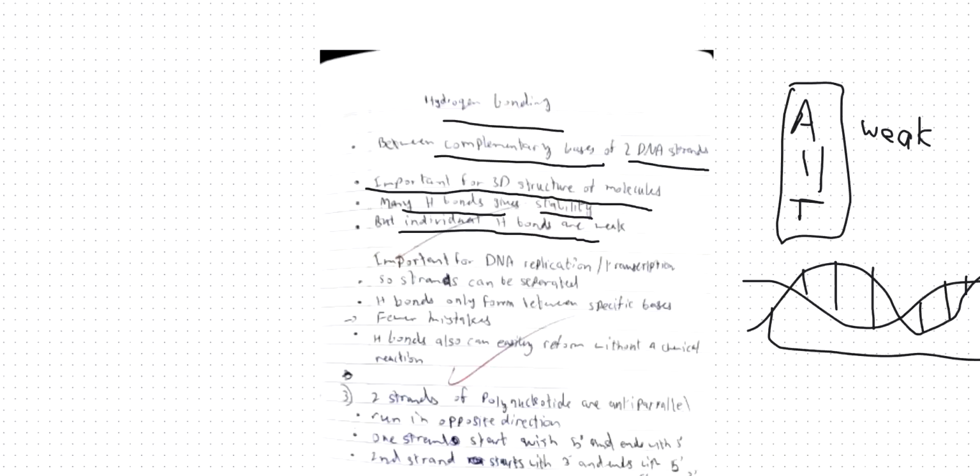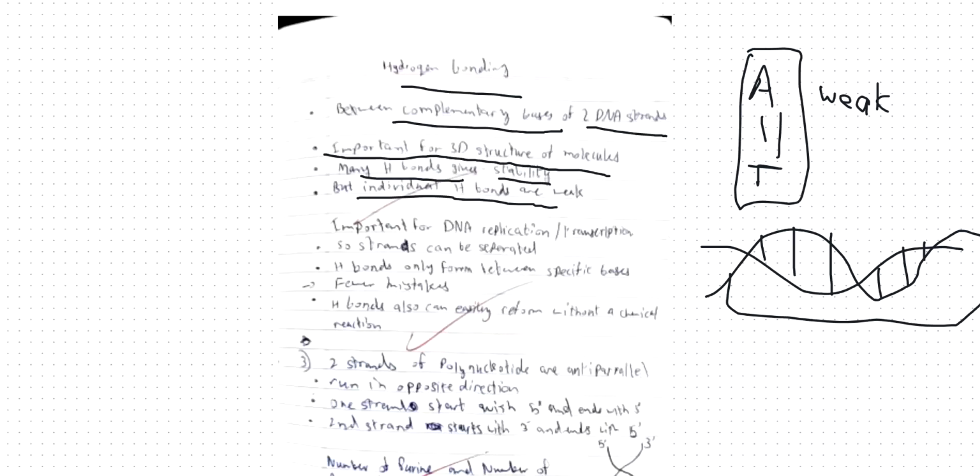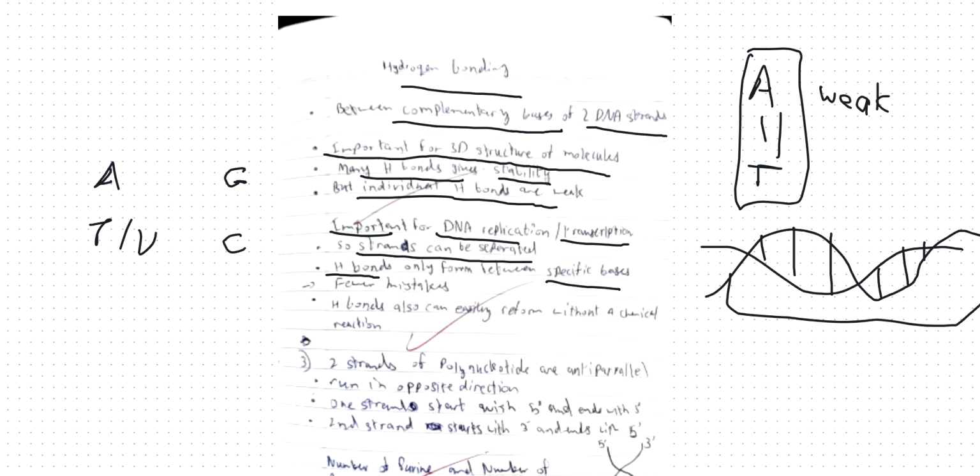Moving on, this hydrogen bonding is very important for DNA replication and transcription so that the strands can be separated. And hydrogen bonds only form between specific bases. A will only form hydrogen bonding with T or U, and similarly, G will form hydrogen bonding with C only. Hydrogen bonds can easily reform without a chemical reaction. They can be broken by pH changes or temperature changes, and they can also reform without a chemical reaction.